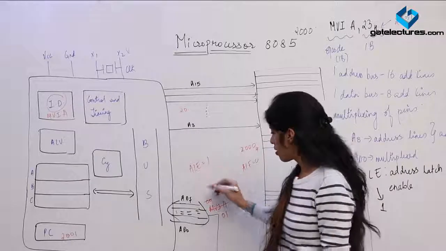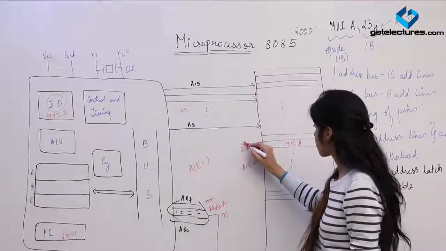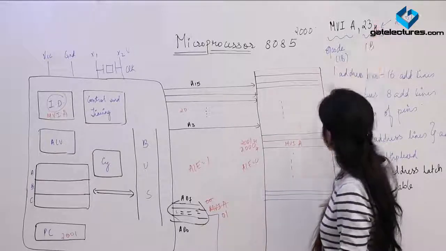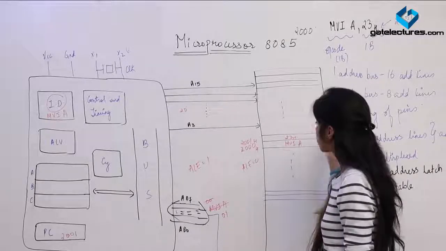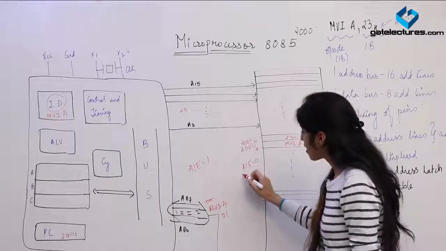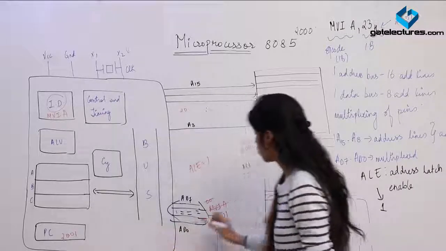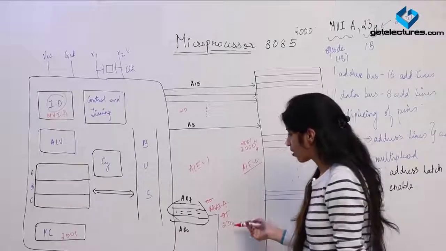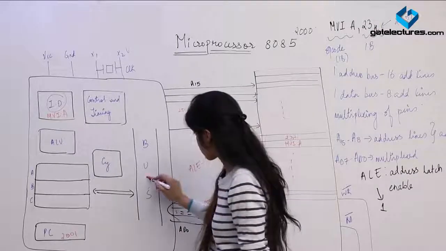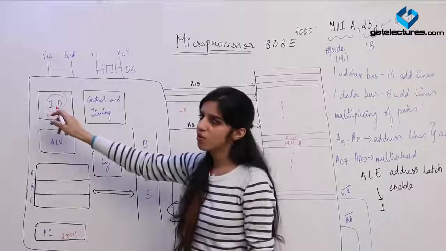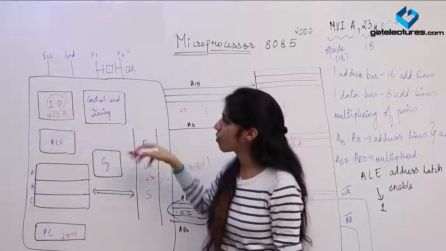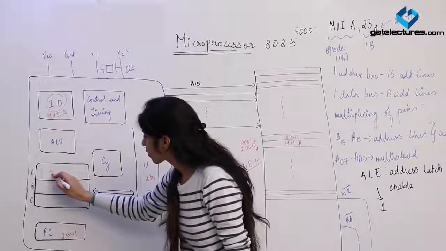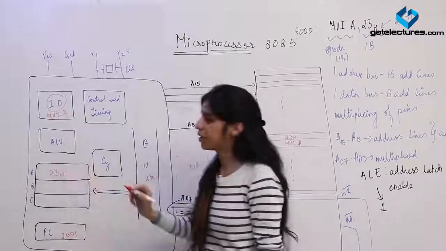ALE is again 1. Now we reach the next memory location. Suppose this was 2001H. Now we have reached 2001H. What was stored in 2001? 23 in hexadecimal. Again ALE becomes 0, read bar becomes 0, this gets loaded with 23. Now this is going to come into the bus. This bus is going to hold 23. Already this told the microprocessor that some data is going to come and you are supposed to load it in the accumulator into register A. So this 23 gets stored in the accumulator.